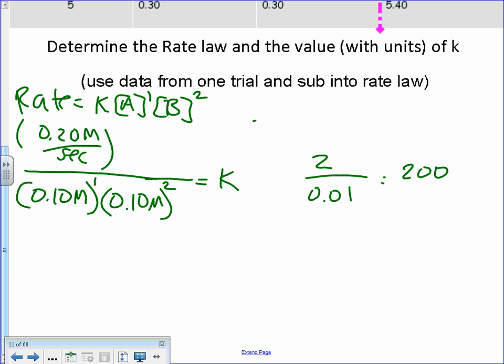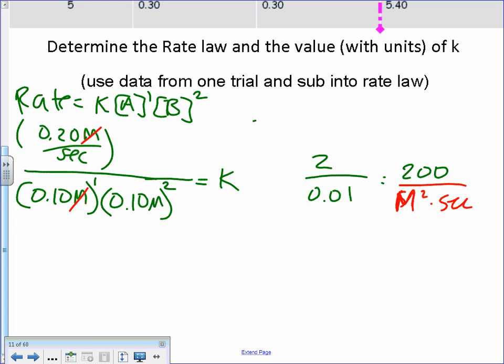What are K's units? What cancels over here? One of the molarities on top and bottom. That's it. So what are the units? 1 over seconds. Seconds squared, right? So the seconds comes down to the denominator, and there's already a molar squared in the denominator, so the units are per molarity squared seconds. I generally write molarity first, but that's why you'll see that.